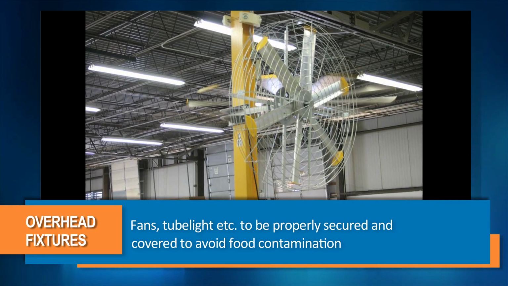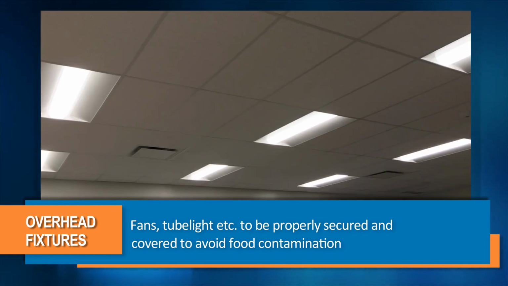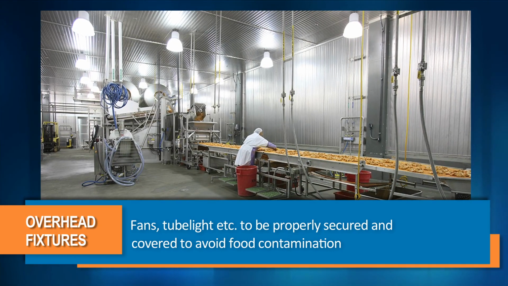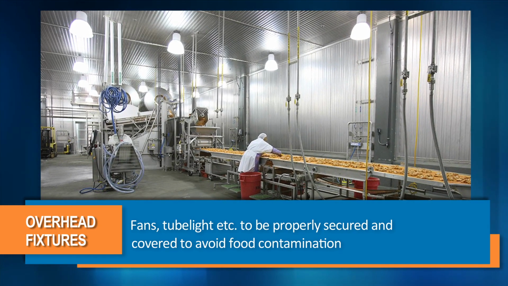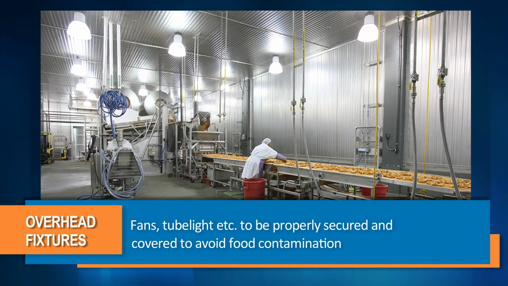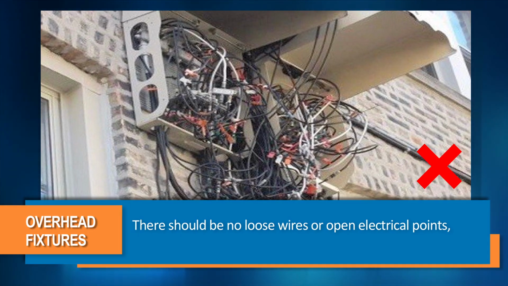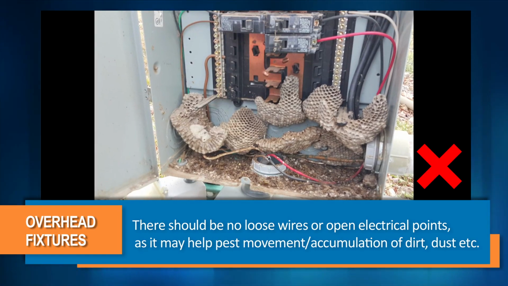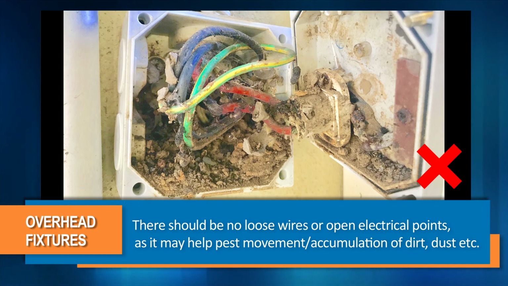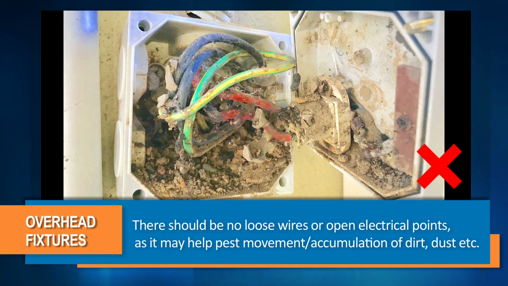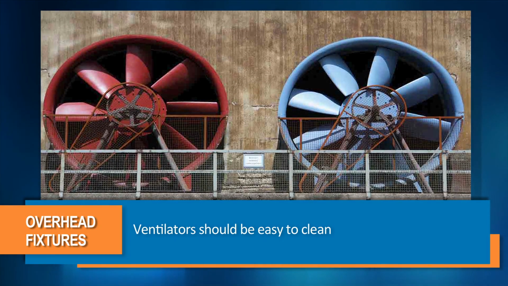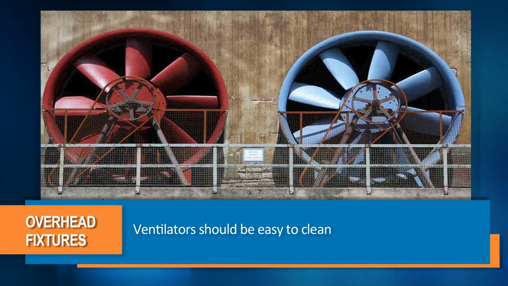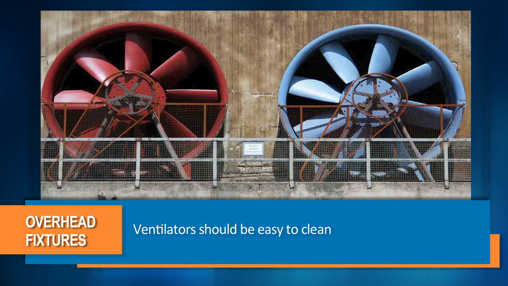All overhead fixtures such as fans, tube lights, etc. shall be properly secured and covered to avoid contamination of food. There should be no loose wires or open electrical points, as these may help in pest movement or accumulation of dirt, dust, etc. Ventilators used for natural ventilation should be easy to clean.